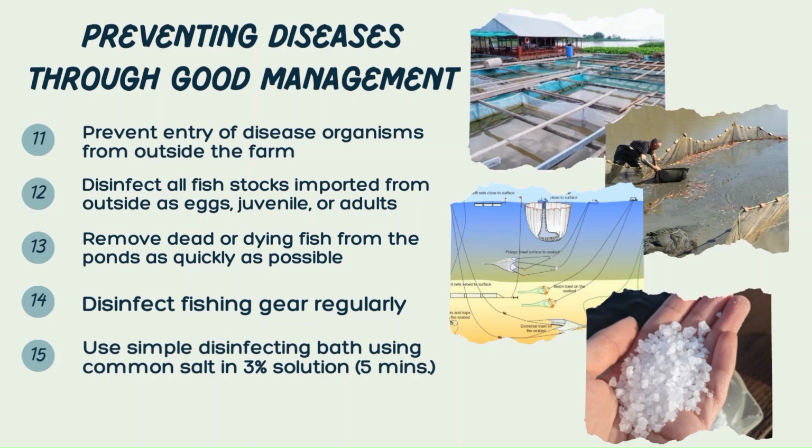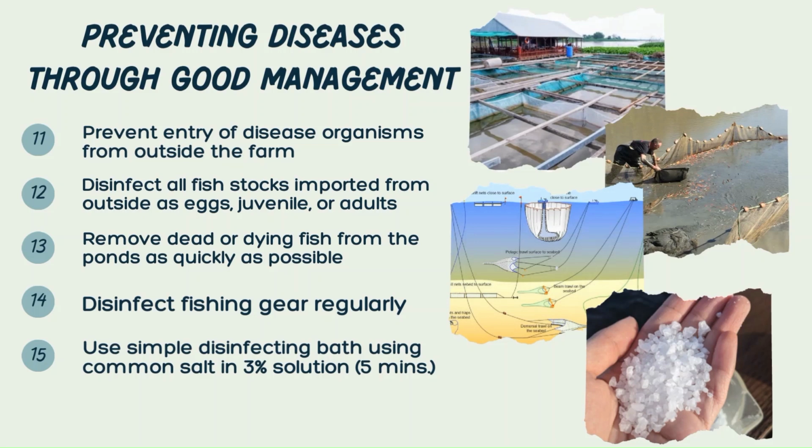13th, if a disease breaks out on the farm, remove dead or dying fish from ponds as quickly as possible, at least daily, and do not disturb and stress the remaining fish excessively. Bury deceased fish with quicklime away from the ponds. Carefully treat infected ponds and disinfect all equipment that has come in contact with them.